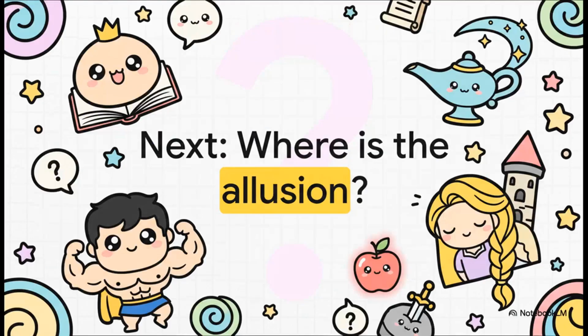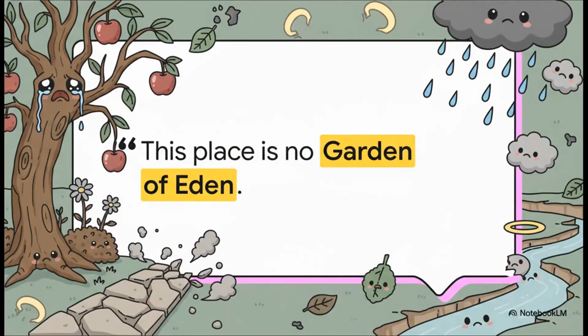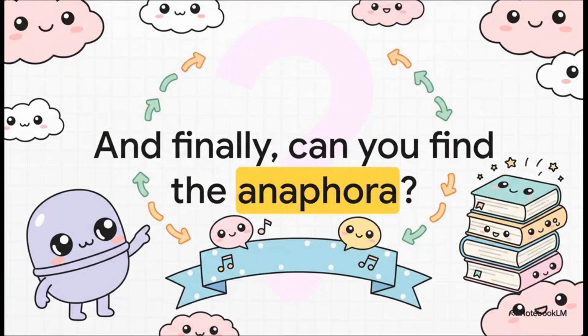All right, good job. Next up, the allusion. Scan the text again. You're looking for where the writer references a famous story to give the scene a much deeper meaning. Take a look. Exactly. This place is no Garden of Eden. That reference instantly brings to mind the biblical image of a perfect paradise. The writer instantly tells us that this is a place of loss, hardship, or brokenness without having to write a whole chapter about it.